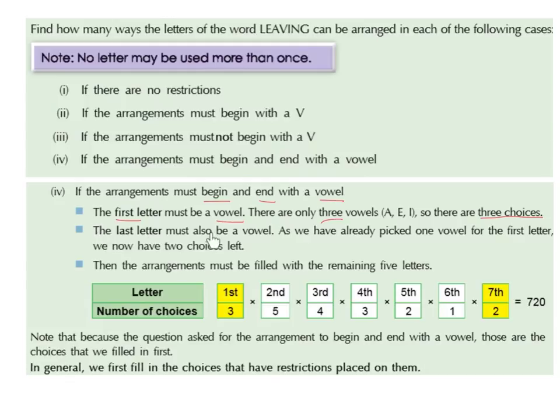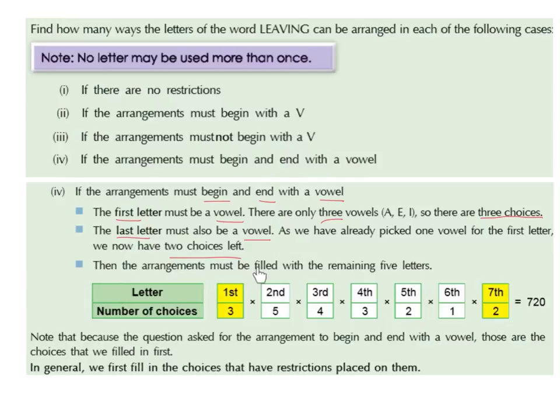The last letter must also be a vowel. As we've already picked one vowel for the first letter, we now have 2 choices left. It doesn't matter what vowel we picked, but we would have picked one of them. So we've only got 2 choices left for the last letter. So for the 7th letter, the last letter, we have a choice of 2.